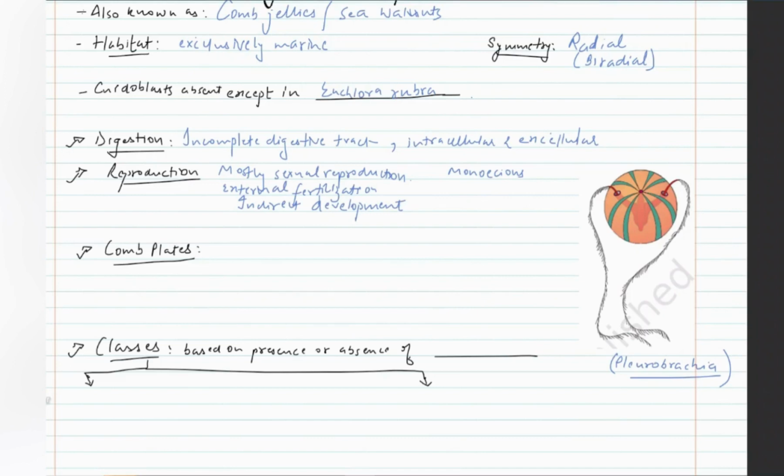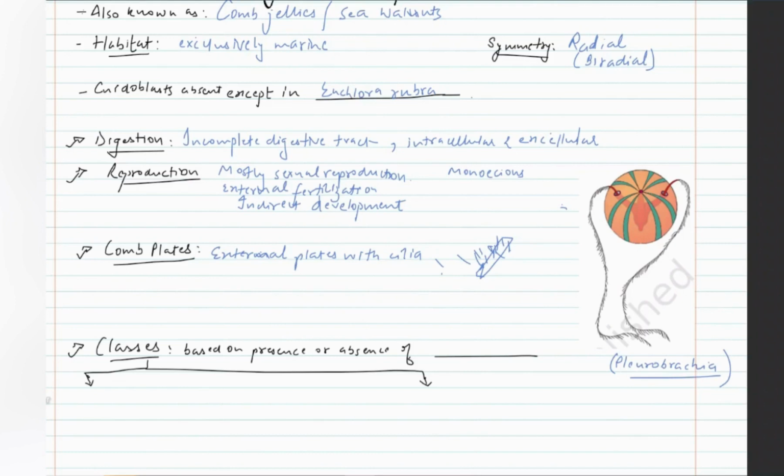Now, why are they known as comb jellies? It is due to the presence of comb plates. These comb plates are external plates with cilia, that is, they are present on the external body. So a comb plate will appear something like this: a plate-like structure along with cilia. Due to the presence of these comb plates, these organisms are also known as comb jellies.